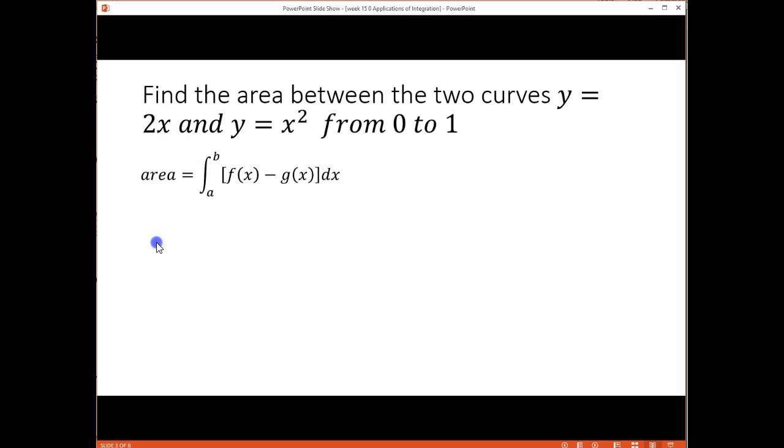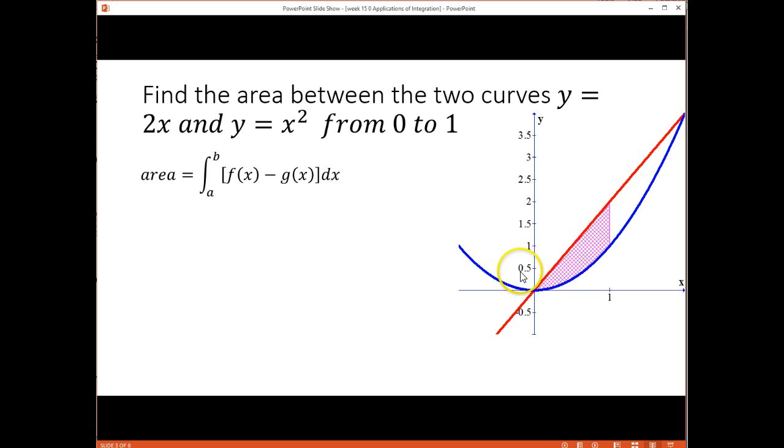So when I plug in, there's my function, there's a graph of it. Notice y equals 2x is the red curve. y equals x squared is the blue curve. I want to go from 0 to 1. And y equals 2x is always on top. So when I do the integral, this is the integral from 0 to 1 of 2x minus x squared. This is my f of x minus my g of x, or my upper curve minus my lower curve.